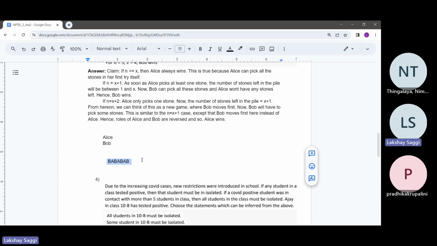Initially we had x plus 2 stones and Alice was moving first. But if Alice has already picked one stone, now Alice's turn is over. So now Bob will have to move, and there are only x plus 1 stones left. So I can think of this as a completely new problem in which we were starting with x plus 1 stones. We can think of this as a new game with x plus 1 stones where Bob moves first.